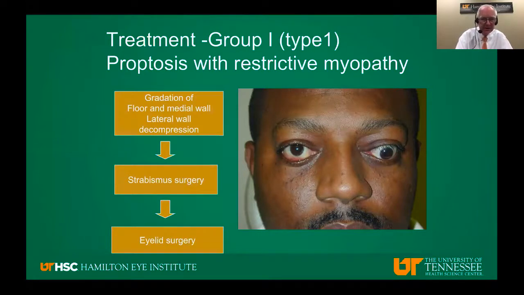So I will lean toward floor and medial wall decompression for this group of people, and if they need further decompression, go to the lateral wall, then consider strabismus surgery, then eyelid surgery.